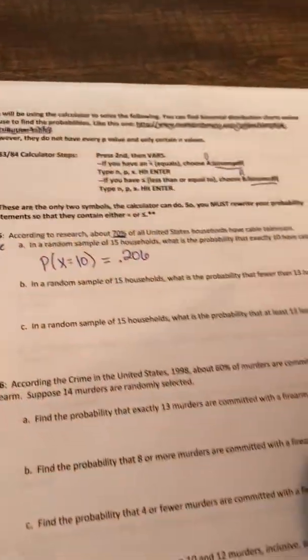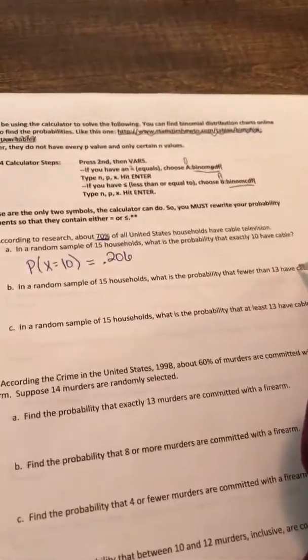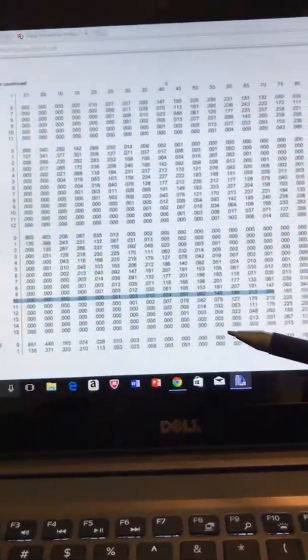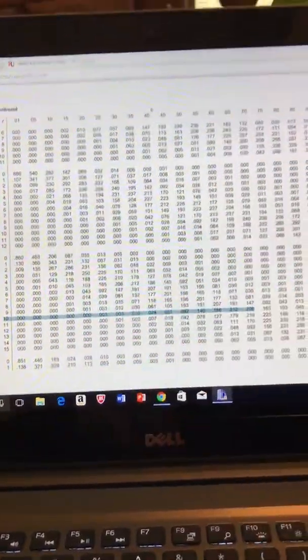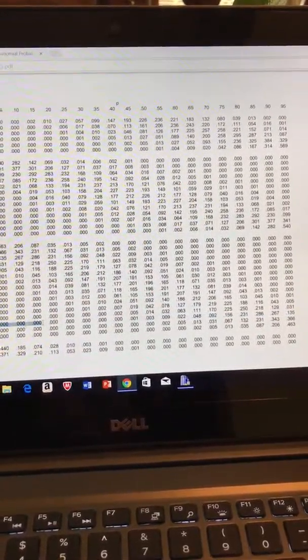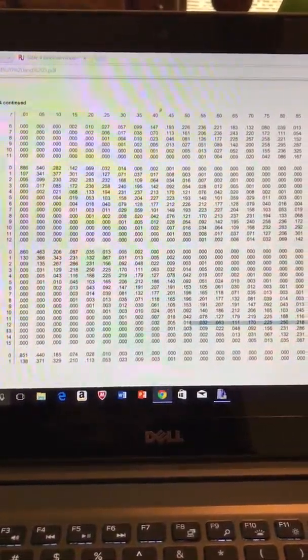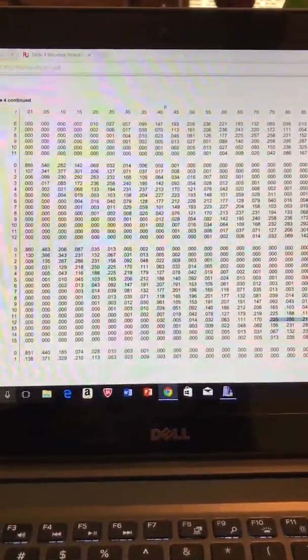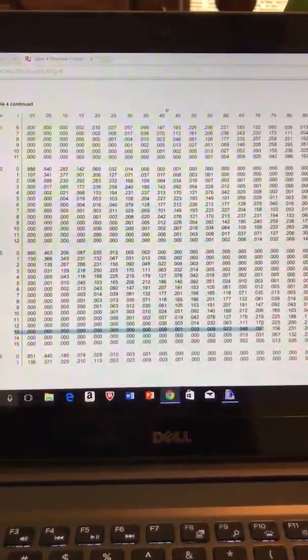So for part B, what is the probability that fewer than 13 have cable? Fewer than 13 means less than 13. Now you can use the chart, and I did. I'm not going to add it up again, I'll just tell you what it was. If you use the chart, here's 13. Let me highlight this. And go over to 0.7. Passed it up. Here we go.